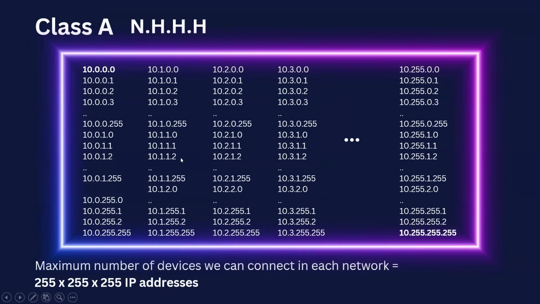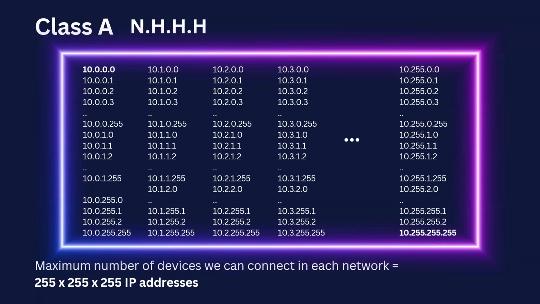Class D and Class E do not have any host portions in them, guys. All of them are public IPs. They're used for special purposes, for research and development, for government portals, for military services. All those organizations use Class D and Class E. They're not given to the general public like us. So that is the relevance of each class, guys.